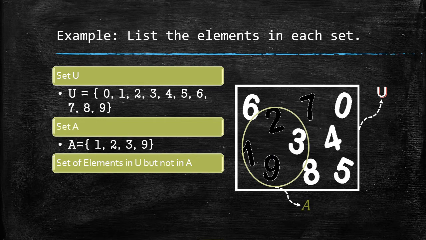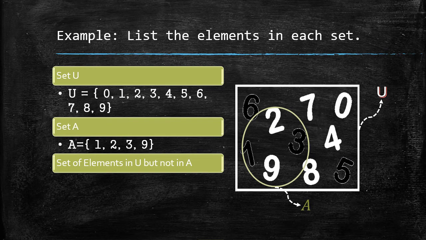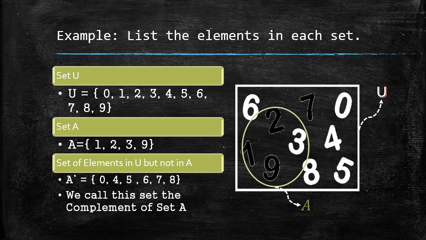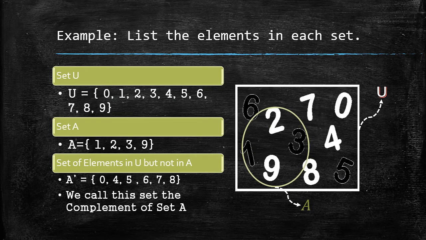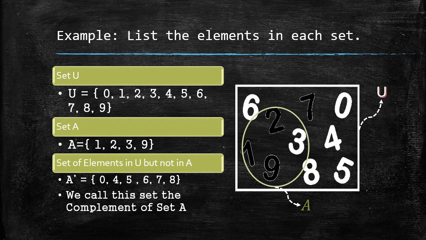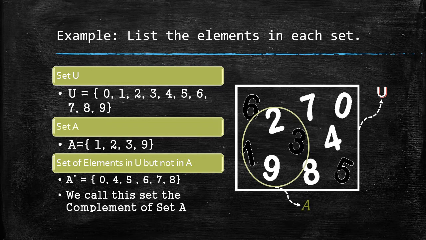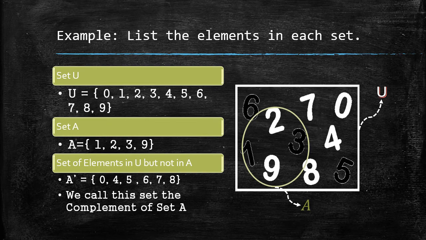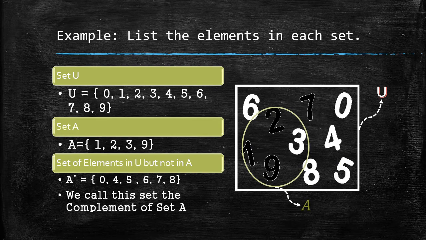Now the set of elements in U but not in A, so that's a complement. So we're gonna list, so we have 0, 4, 5, 6, 7, 8. So that's the elements are found in U but not in A. So we call this set the complement of set A. So 0 does not belong to A, but it belongs to U. So also let's get familiar with belong and does not belong. So elements we say belong and does not belong, while set, subset, or not subset.